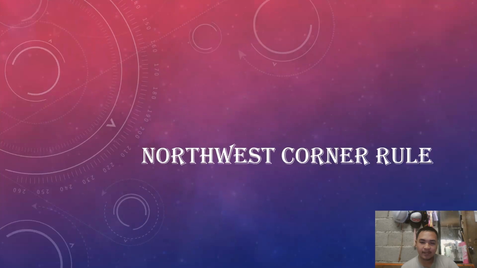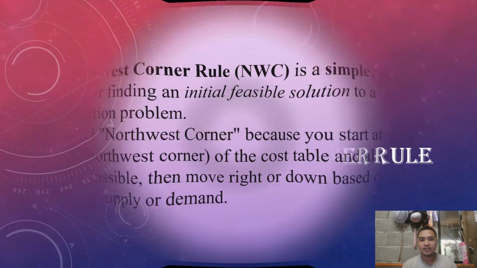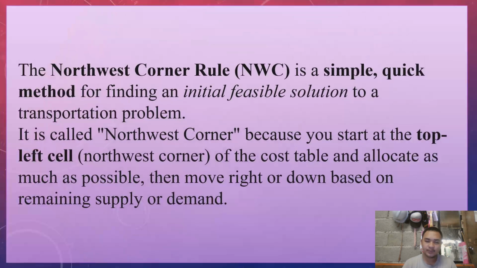Here we'll talk about the Northwest Corner Rule. The Northwest Corner Rule, or NWC, is a simple, quick method for finding an initial feasible solution to a transportation problem. It is called Northwest Corner because you start at the top left cell, or the northwest corner, of the cost table and allocate as much as possible. Then move right or down based on the remaining supply or demand.